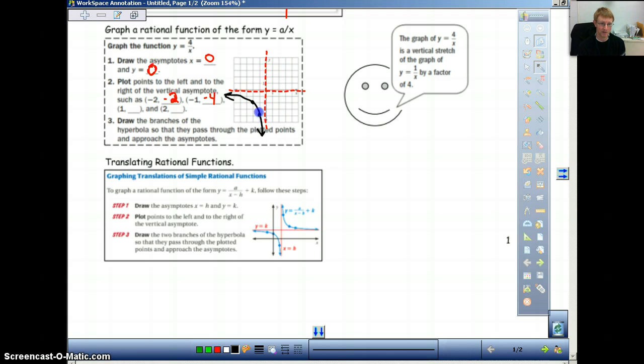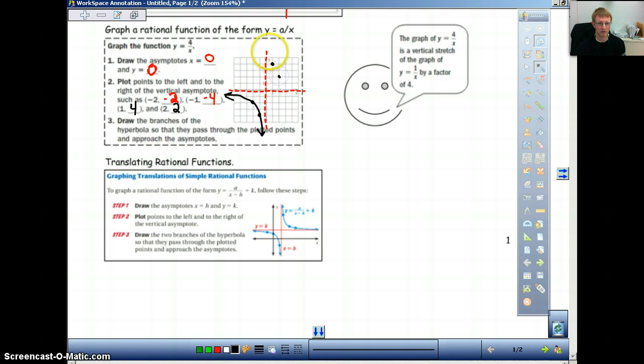You technically, but we're not going to do it this way, you could probably even draw your graph with 1 point, because we know where the graph's going to end. It's going to approach here, and it's going to approach here. Okay, our other 2 points. Plug in 1, we get a +4. Plug in 2, we get a +2. So we have 1, comma 4. And we have 2, comma 2.